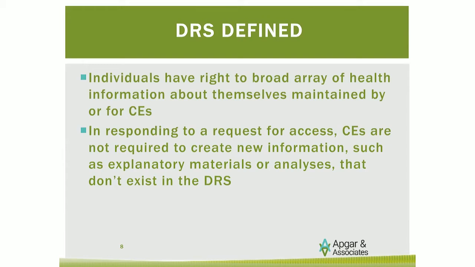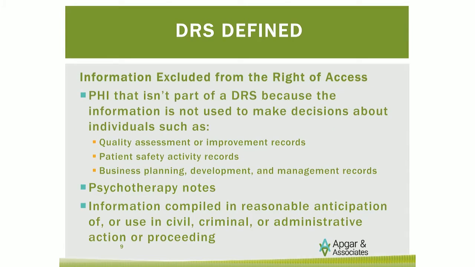Now, individuals have the right to a broad array of different types of health information about themselves maintained by or for the covered entities. So when you're responding to requests for access, you're not required to create additional information like explaining to them what is in the designated record set or perform some sort of analysis on it. If it doesn't exist in the designated record set, you are not required to create it. Now, you could if you chose to, and in some situations you could even charge for that. But in the end, that's not a requirement if somebody asks for the designated record set.